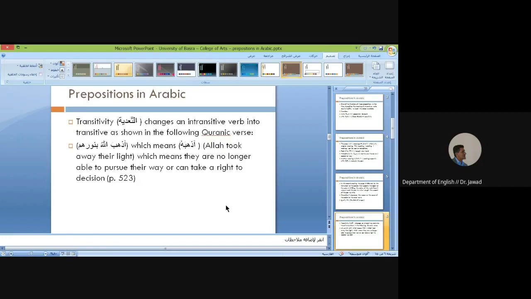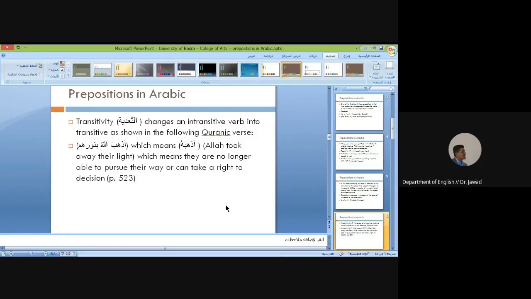And let us have a look at this meaning from this Quranic verse. It said, أذهب الله بنورهم. أذهب الله بنورهم. It means أذهبه. أذهب نوره. Which means Allah took away their light.